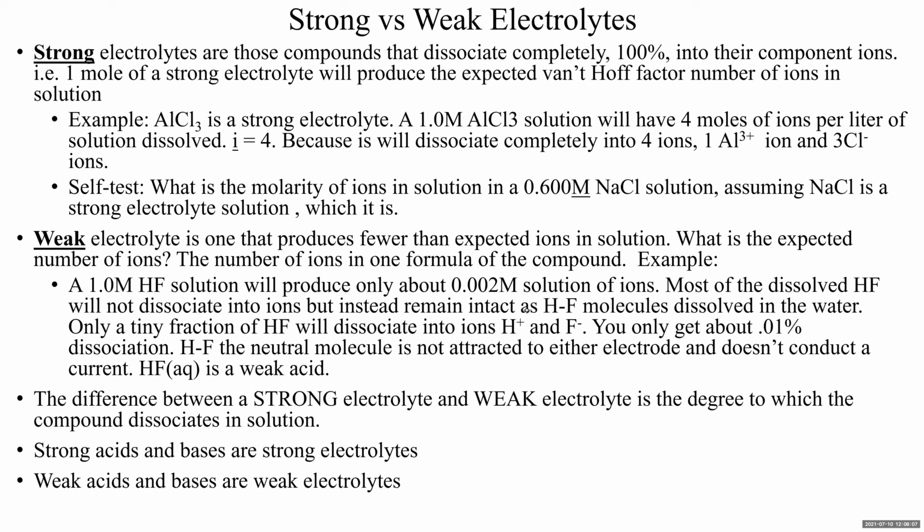Oh, okay, so I already talked about this. Just for example, a strong electrolyte, those compounds that dissociate 100%, meaning whatever your Van't Hoff factor is, that's the multiple you multiply the concentration by to get your concentration of dissolved ions. So for example, aluminum chloride is a strong electrolyte, meaning if you have a 1 molar solution of aluminum chloride, you will have effectively 4 moles of ions per liter, or in other words, a 4 molar solution of ions.